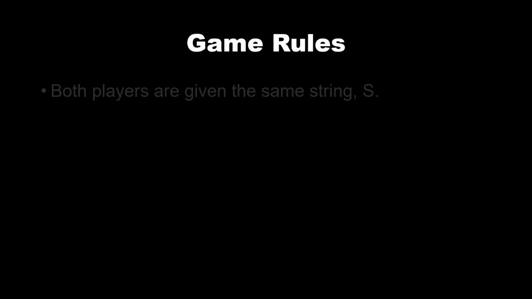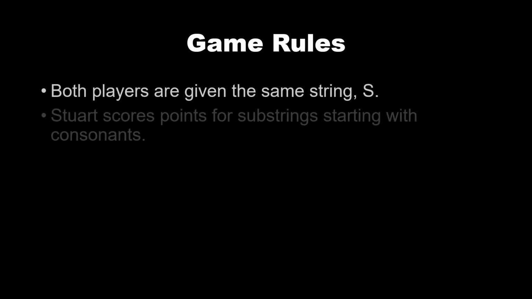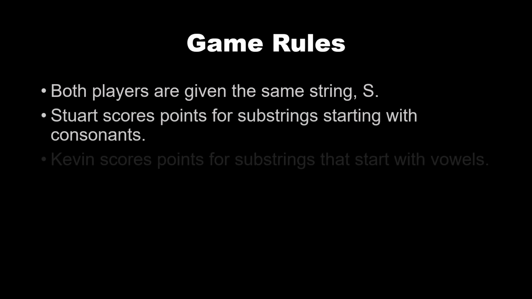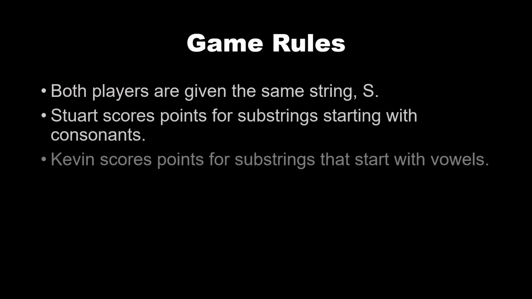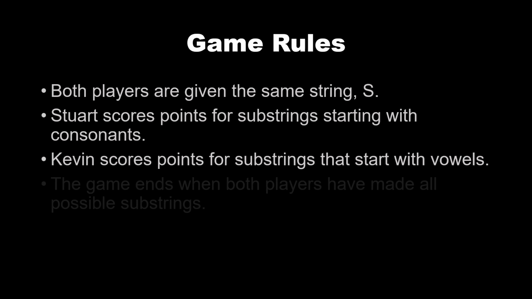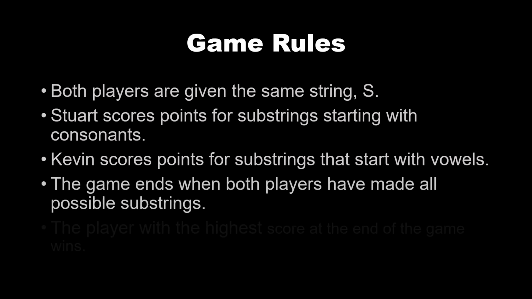The Minion Game is a word game where two players, Stuart and Kevin, compete to score points. Stuart scores points for substrings that start with consonants, while Kevin scores points for substrings that start with vowels. The player with the highest score at the end wins the game.